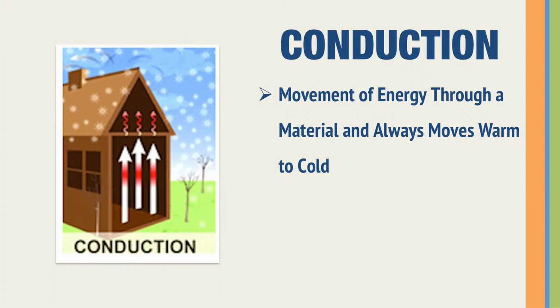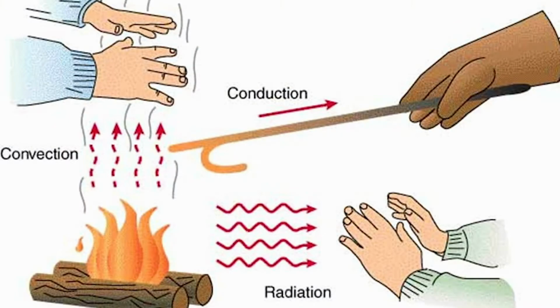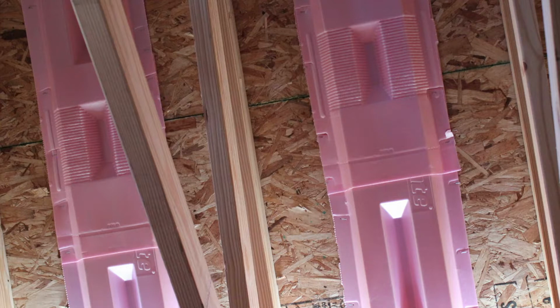Conduction is the movement of energy through a material and always moves warm to cold. When you hold a fireplace poker in a fireplace, eventually the handle you are holding will get hot. That is a result of the heat moving from the hot fire up the cool handle through conduction. The same impact happens throughout our buildings. Materials move energy from warm to cold through the building envelope. To counter this, we need to understand that some materials are less conductive than others and to design the envelope with materials of lower conductance.